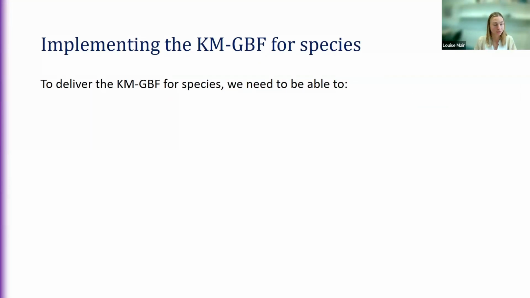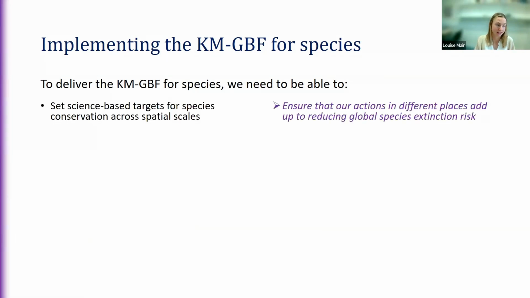And from a species perspective, when we think about what's actually needed to deliver the global framework and achieve those targets and goals for species, what we need to be able to do from a practical implementation point of view is set science-based targets for species conservation across spatial scales. So we're taking goals and targets that are set at the global level and thinking, what does that mean at the national level? What does that mean at the local level? So that all of our actions that are taken in different places actually add up to reducing global species extinction risk.